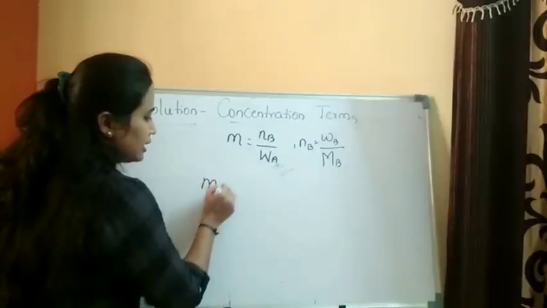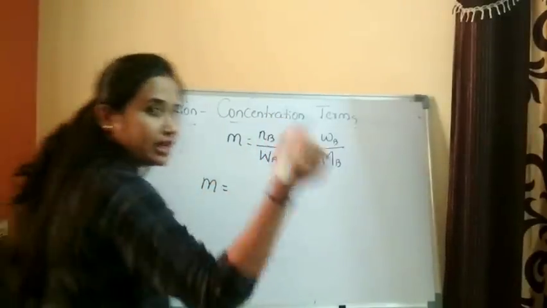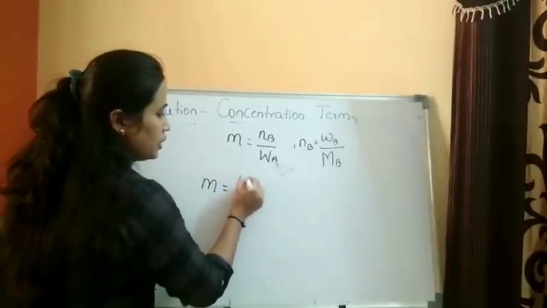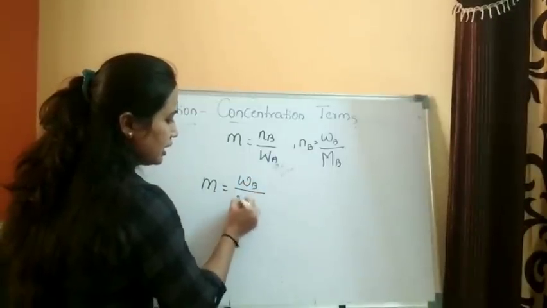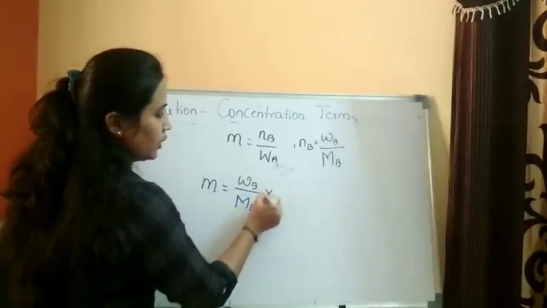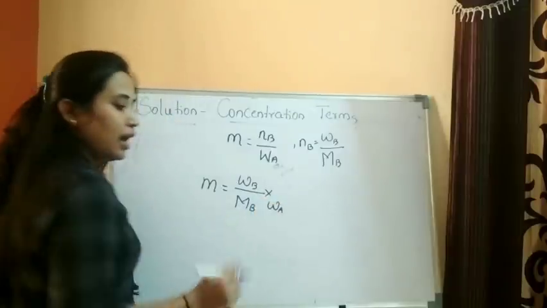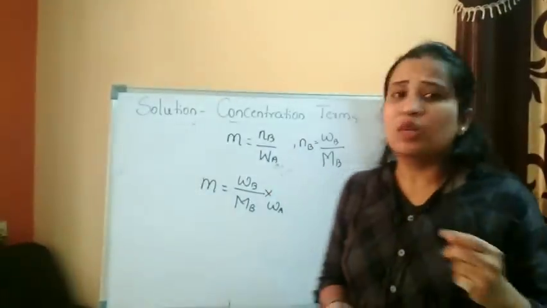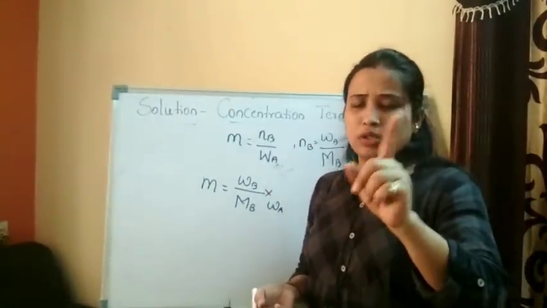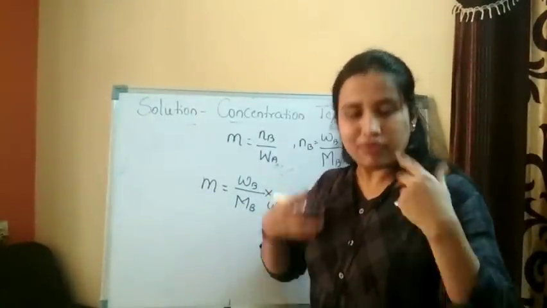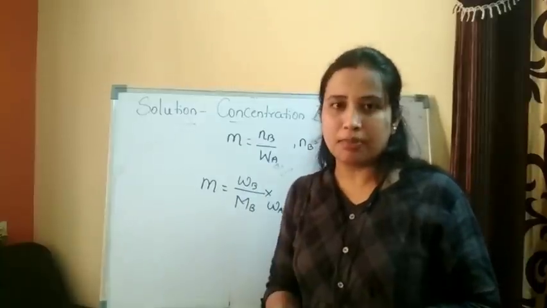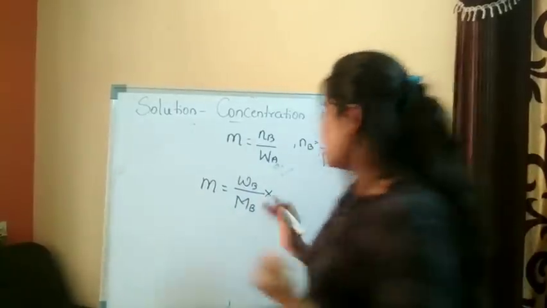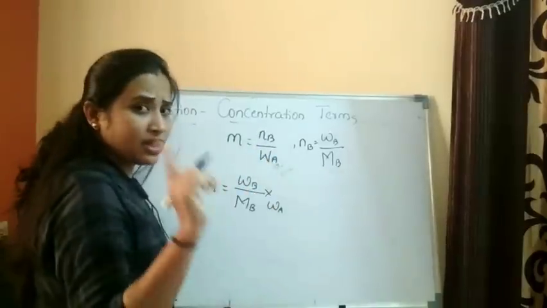Now can I substitute here? Molality is equal to, in place of NB, I am going to put WB divided by MB. Where we have WA here, every time if you want to prepare a solution in the laboratory, we are not supposed to take 1 kg. If I want, I can prepare for 500 gram as well. For that reason the standard one is 1 kg.